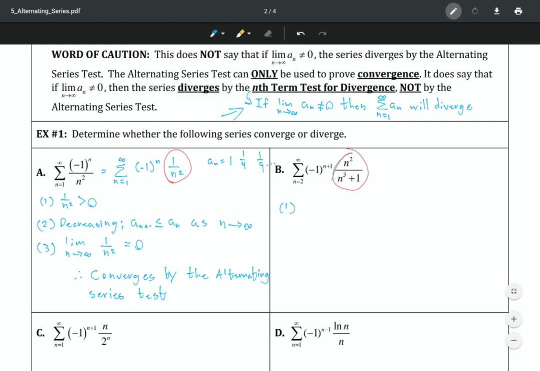So is this part right here greater than 0? Is this going to ever be negative? And it's not. Okay, so now the second part is I have to figure out if it's decreasing. Now, if you can't tell if it's decreasing, just plug in a few points to see if it is, all right? And in this case, it is decreasing.